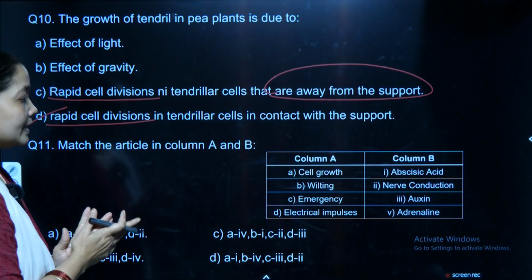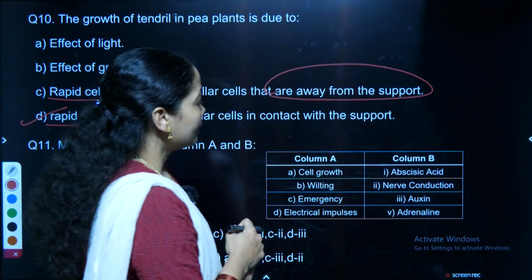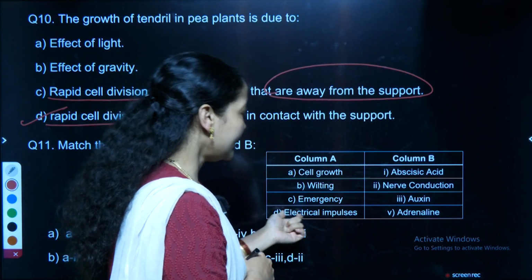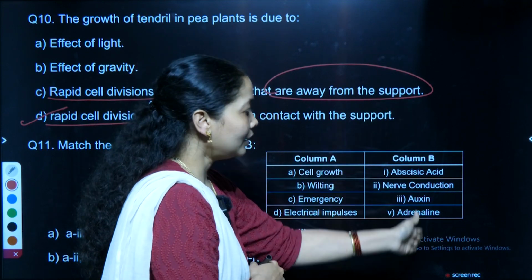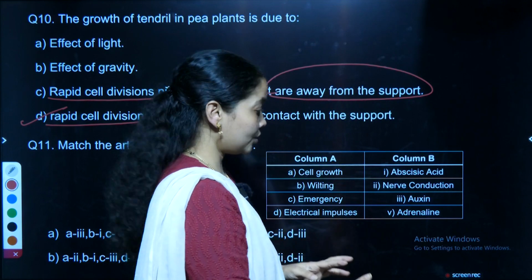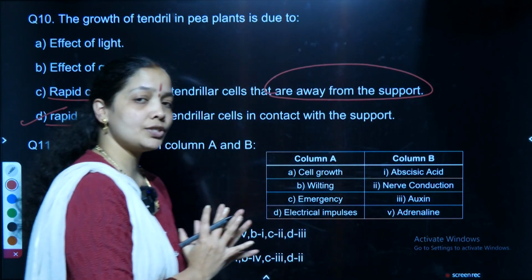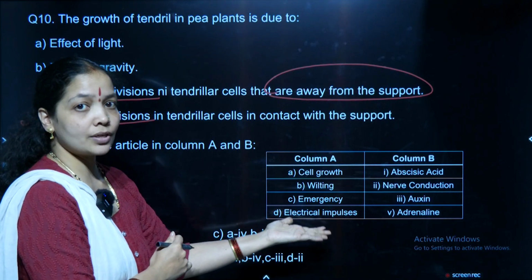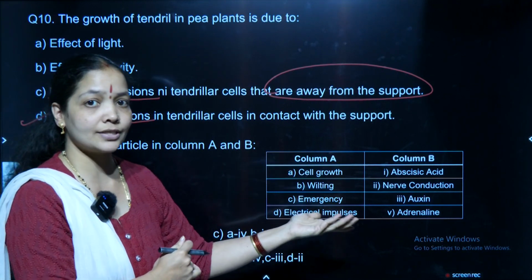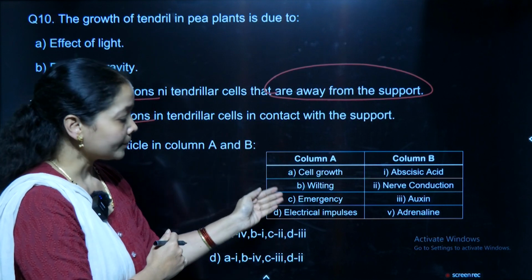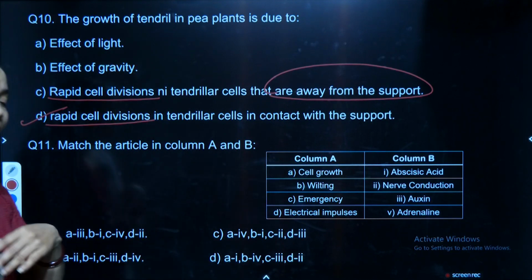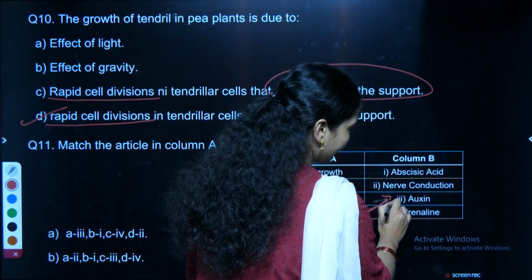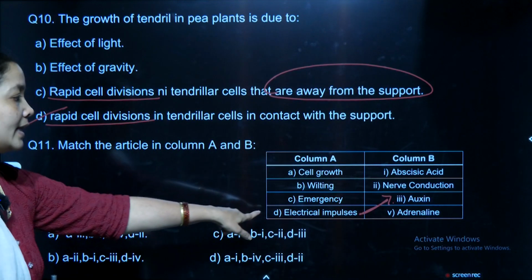In the 11th one, they are asking us to match various things. In column A, I am provided with cell growth, wilting, emergency and electric impulses, and in column B, I have been provided with various locations of these. Obviously, many students will not be able to know the various locations of abscisic acid or various other things. Out of this, select one. So obviously in this, electrical impulses are created in the nerve cell, that is auxin. So let us choose the option in which I have D with 3.